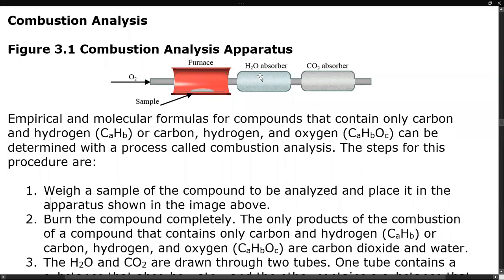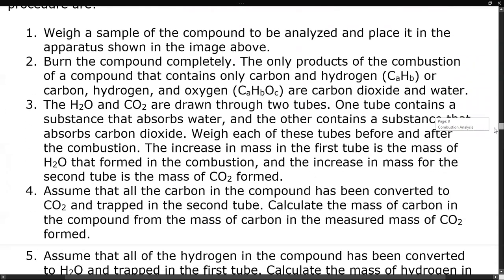You're going to use a water absorber to collect the water and a CO2 absorber to collect the carbon dioxide. The difference in mass of these two modules will tell you how much carbon dioxide and water you formed. And that's what the steps down here below say. You're going to weigh the sample, so you need to know the mass of the sample and put it in the apparatus. You're going to burn it completely.